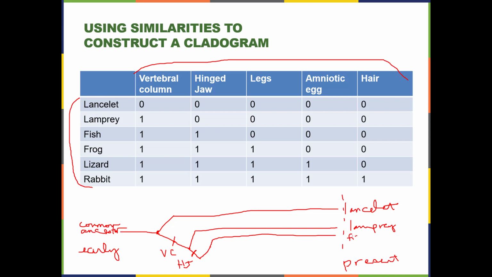So put hinged jaw here after the node that splits off to lamprey, because lamprey doesn't get a hinged jaw, but everything else does. So go HJ. And then split off this group and do fish. This is modern day fish. So modern day fish have a vertebral column, a hinged jaw, and then you follow the path. All right. Now, after hinged jaw, what comes next? Legs. There's three groups that have legs, so that comes next, legs. And then frog has vertebral column, hinged jaw, and legs, and that's it. So split him off and do legs. The next trait would be amniotic egg, AE.